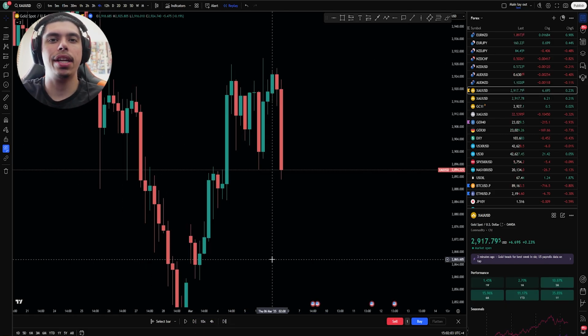This actually happened yesterday, and the guys in the exclusive group in NY session, we sent a plan: if the 4-hour candle closes bullish, look for buys. And the guys in the group actually took this buy and won on gold. This is a prime example of power bias.